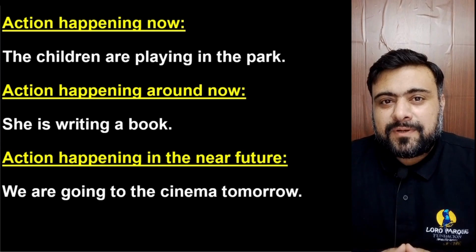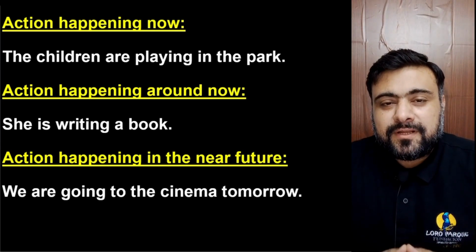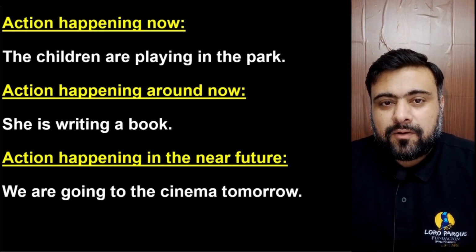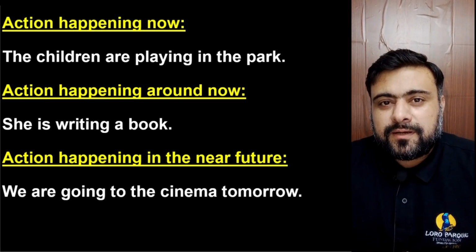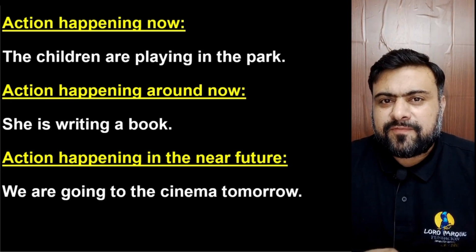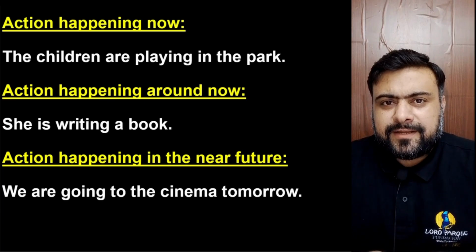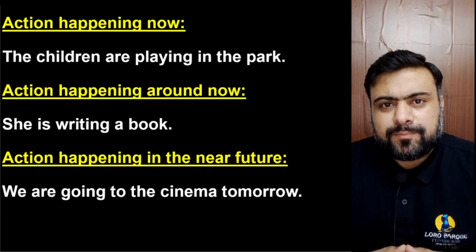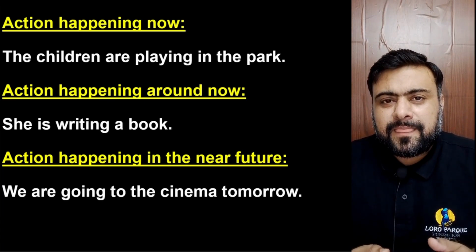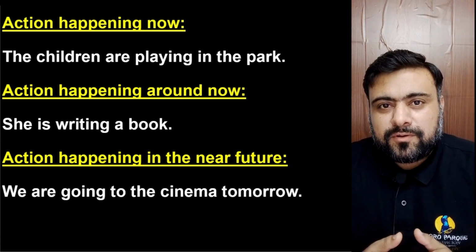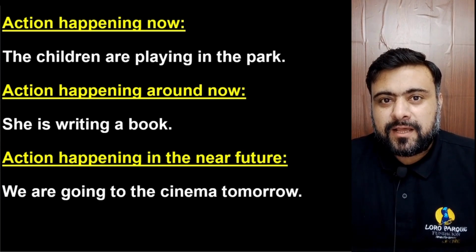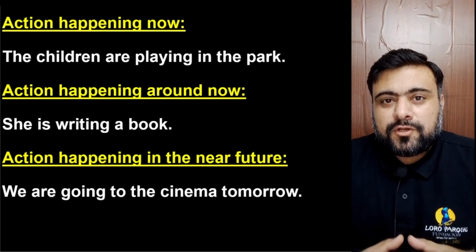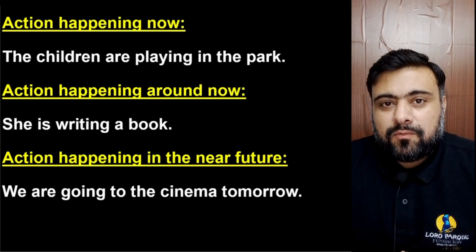The second example is about the action that is happening around now. For example, she is writing a book. Now, the process of writing a book is a very lengthy process and it takes months and years to write a book. So now is the time when she is in the process of writing a book. We can say that now is the middle of that process of writing the book. So it is around now.